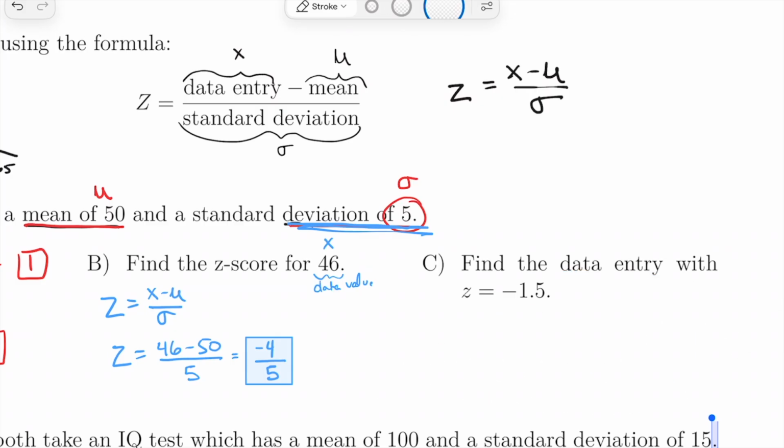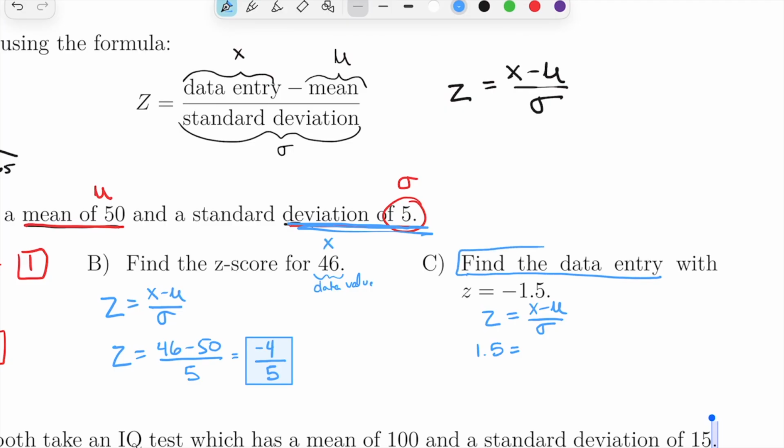But let's go ahead and use our formula, and we'll say z equals x minus mu over sigma. Got that all typed in. And now we'll put in the numbers that we know. For example, they tell us z equals 1.5, so I'll put 1.5 in for z. It says find the data entry. That's the part we don't know, and that's our x. We do know the mean. The mean was 50, and our standard deviation was size 5.